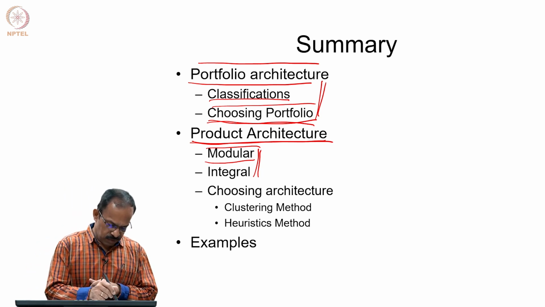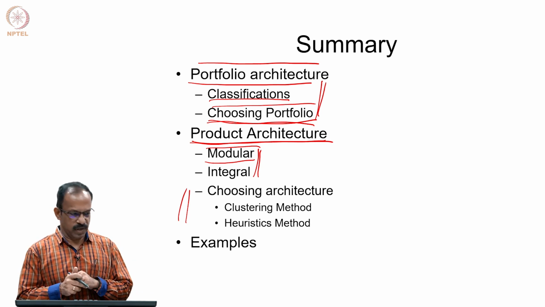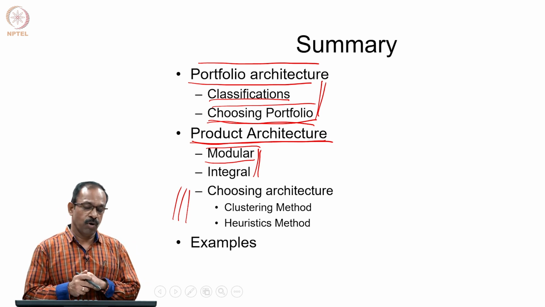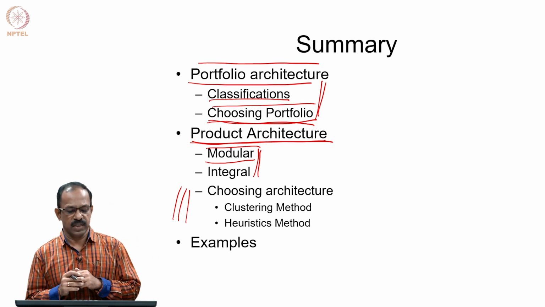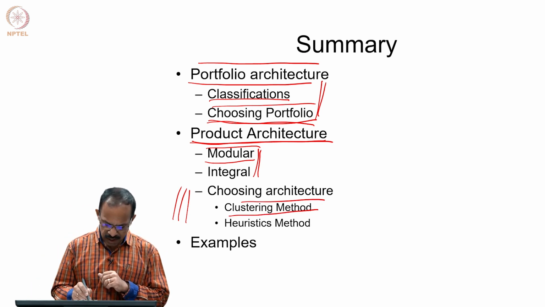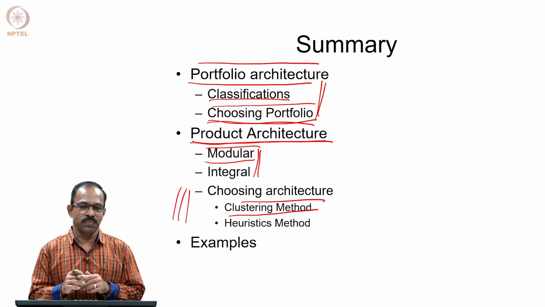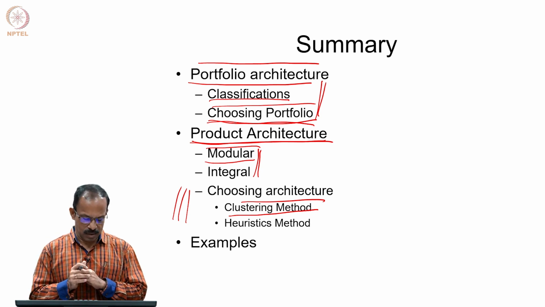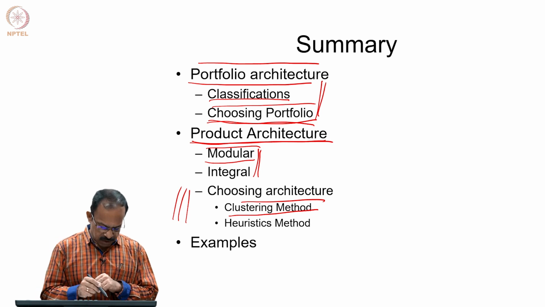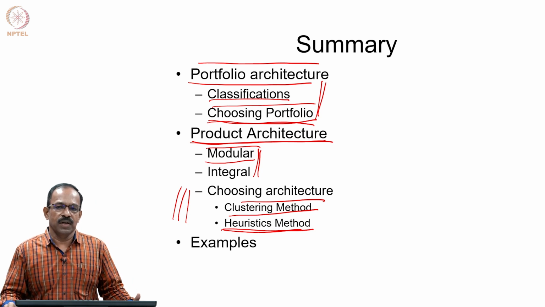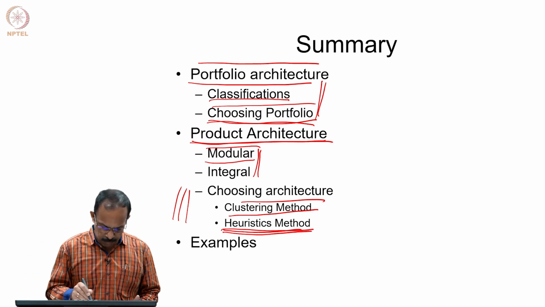And at the end we saw how you choose the architecture. Suppose we have decided to go for a modular architecture. How can we identify the modules within the product? That was choosing the architecture, and we saw one as the basic clustering method, where we use our intuition to come up with some modules based on the flows and how they are arranged in the function structure. The other one was the heuristic method, where we apply some heuristics to identify the modules within the product. That is known as the heuristics method.